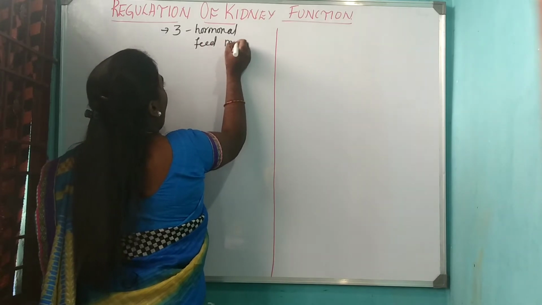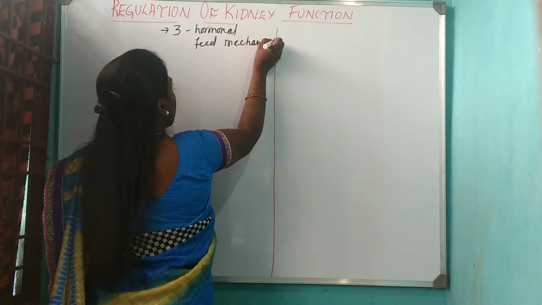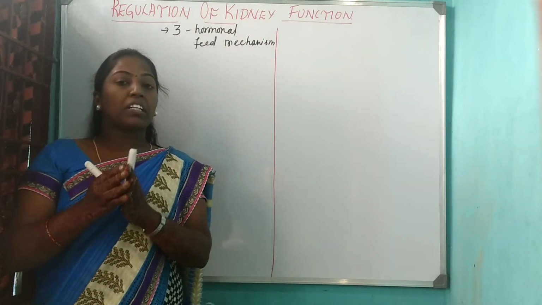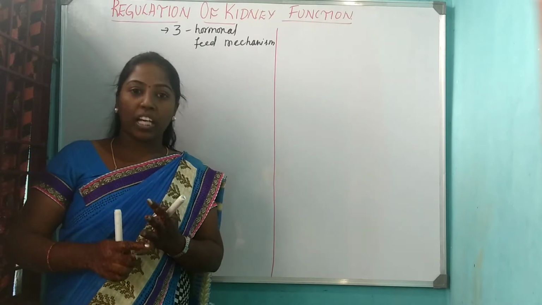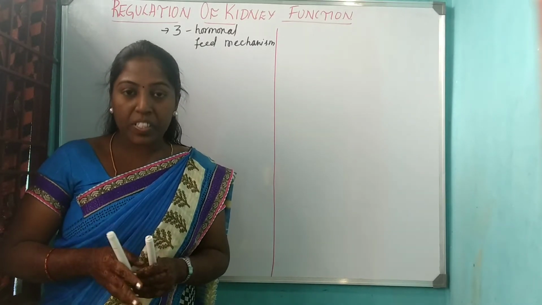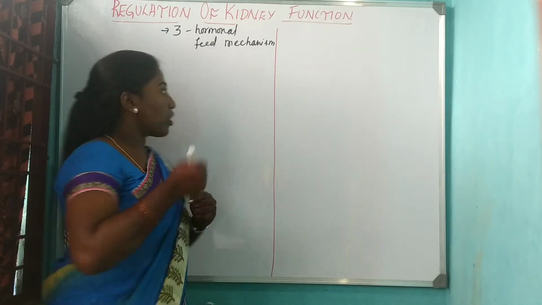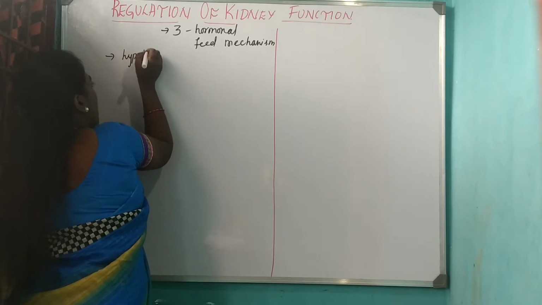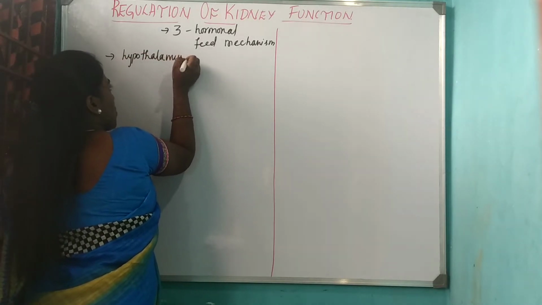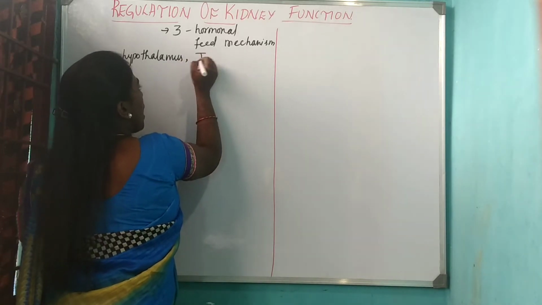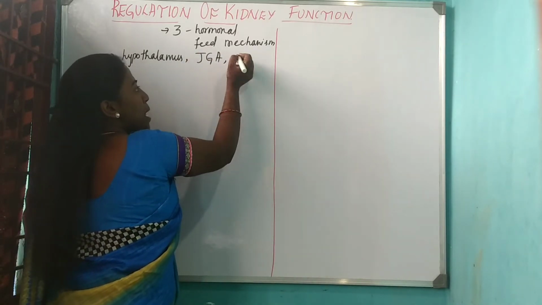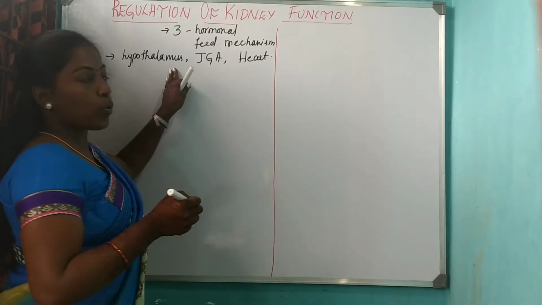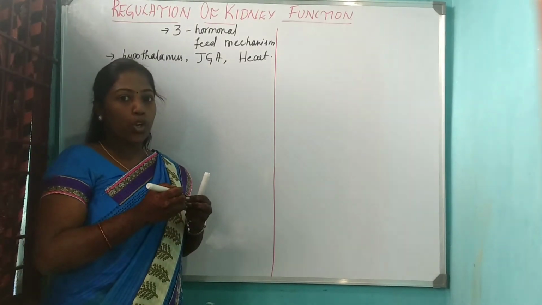This hormonal feedback mechanism is carried out by three different regions, that is, the hypothalamus, the juxtaglomerular apparatus, and to some extent the heart. So the three regions are the hypothalamus, the juxtaglomerular apparatus, and to some extent the heart. First, let us discuss the role of the hypothalamus in controlling the function of the kidney.